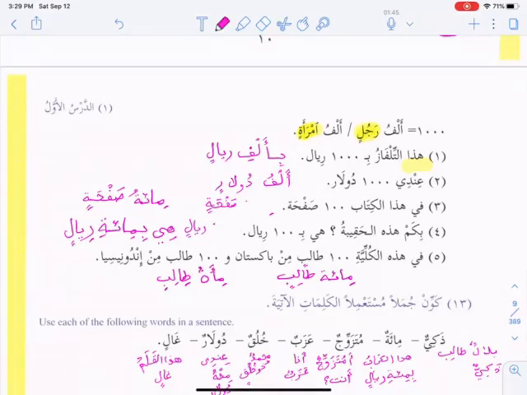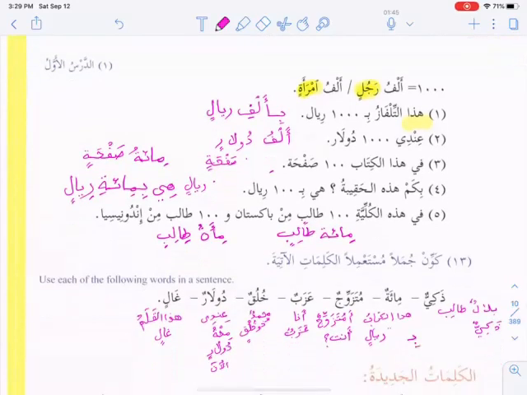Now, here are sentences. Again, I made a mistake. Oh, I don't know what happened. هذا الكتاب ب مئتي. بمئتي spelling. Alif has to come.